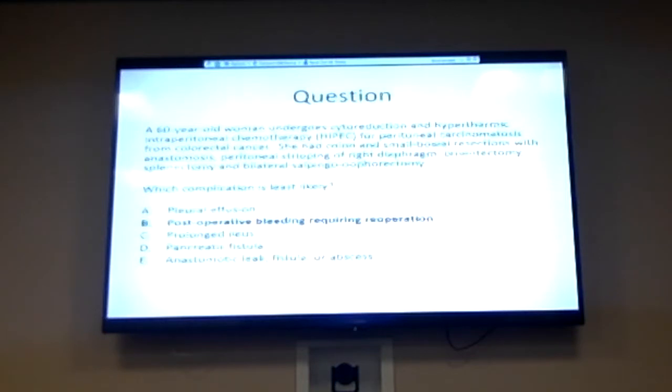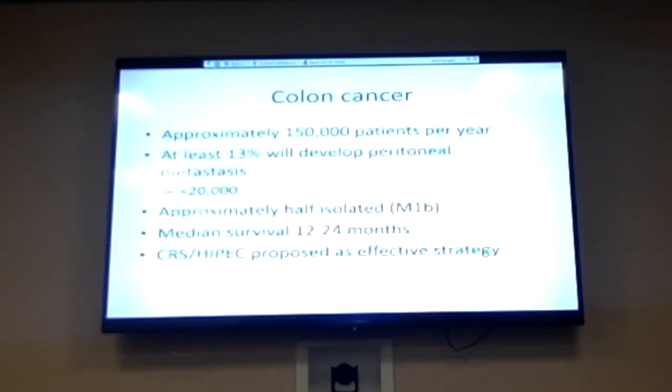In Europe, where they use oxaliplatin doses of 400 milligrams per meter squared, we use 200 milligrams per meter squared. One of their common complications is hemoperitoneum. So I think that's where this question comes from. It's a known side effect of high doses of oxaliplatin. It's like burning blood vessels. Not sure why exactly it happens.